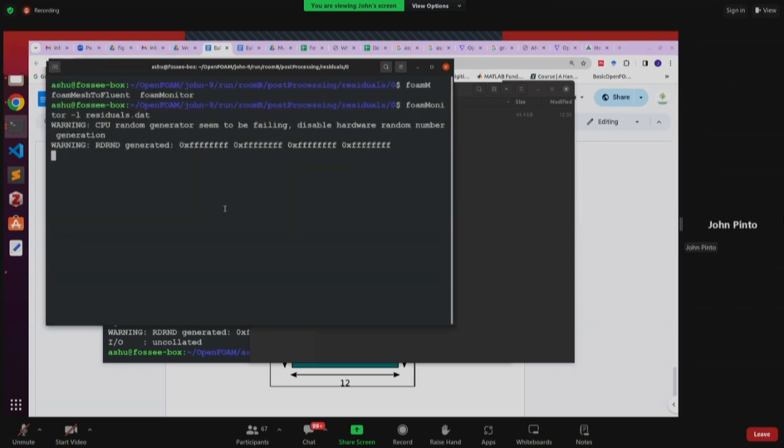And one more thing that I think Harish pointed out: if this command is still running, that GNU plot will keep coming again and again. So you need to do Control C to terminate this foam monitor command. Yes.